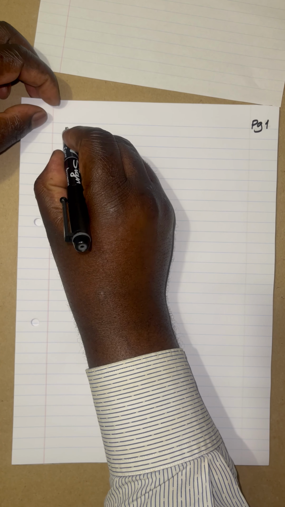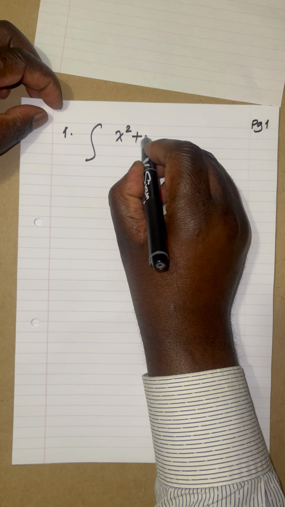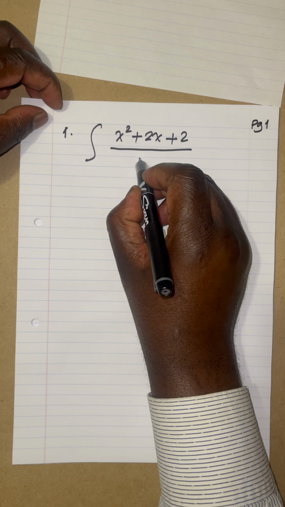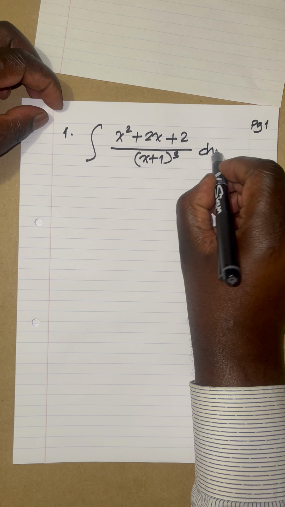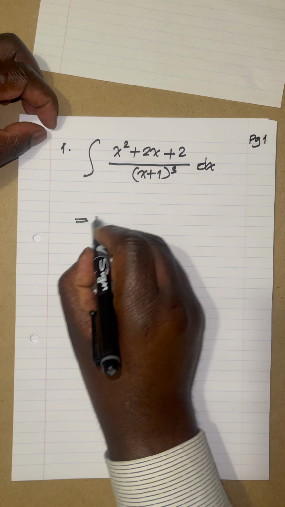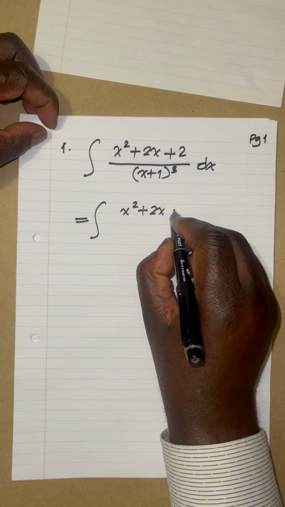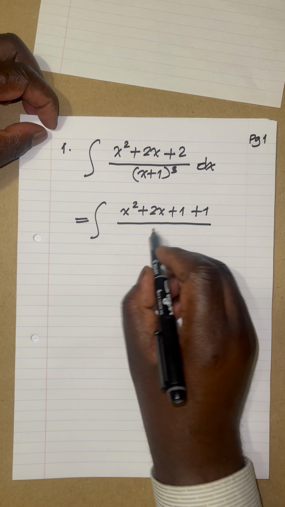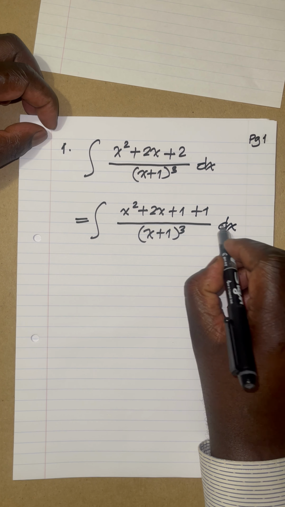So our first integral is the integral of x squared plus 2x plus 2 all over x plus 1 all cubed dx. So what I was saying is this is exactly equal to the integral of x squared plus 2x plus 1 plus 1 all over x plus 1 all cubed dx.